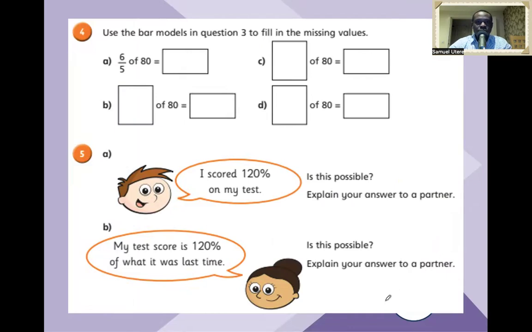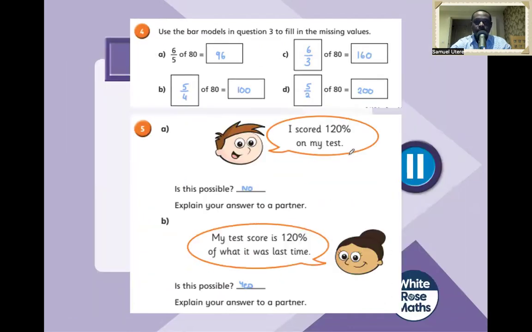All right. Assuming you've answered the questions, here are the answers. So you're told to use bar models in question 3 to fill in the missing values. By now, you should know how to work this out. In my opinion, I think you can just use the approach I've told you. Divide by the denominator, multiply by the numerator. But you could use the bar model as you were told to answer these.